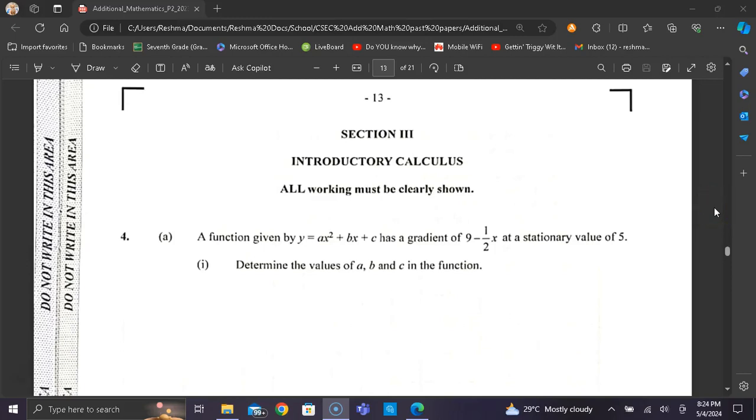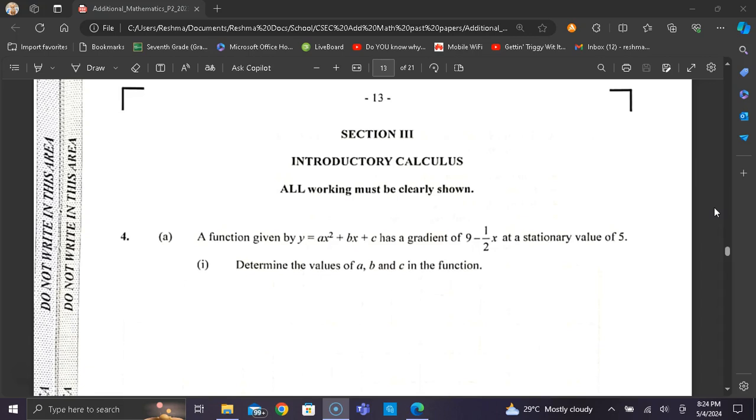Hi everyone, welcome back to CSEC Add Math June 2023 Paper 2. I'm on Section 3, Introductory Calculus, Question 4, Part A, which has to do with differentiation and stationary points.